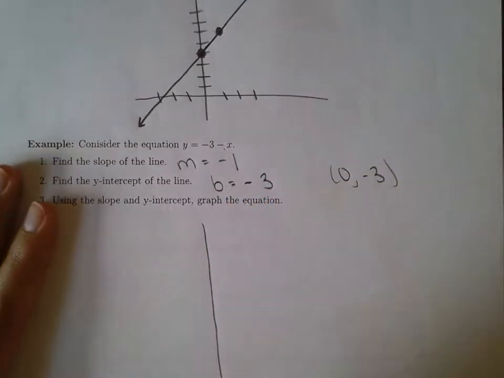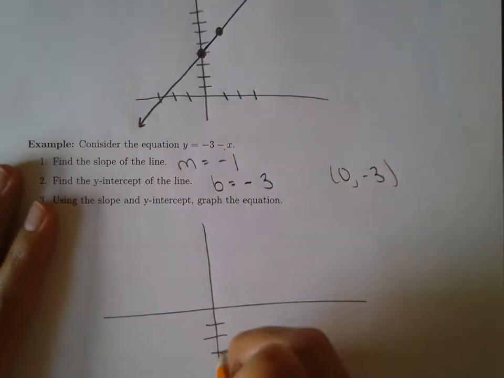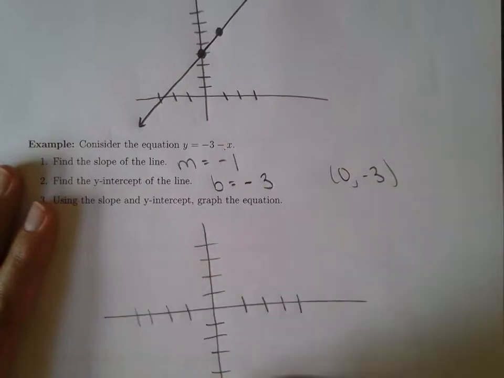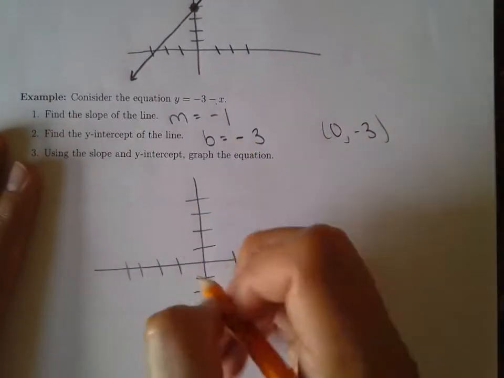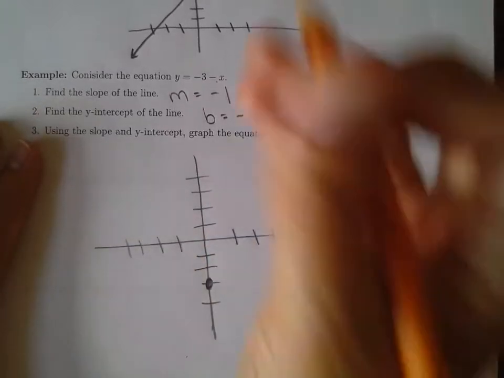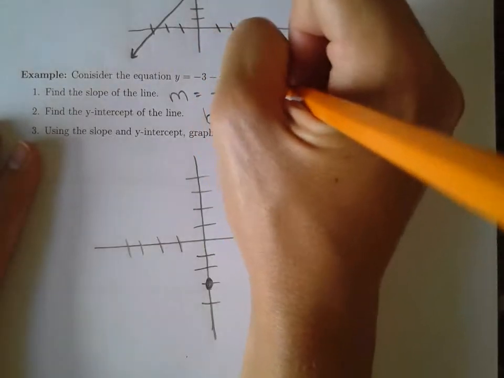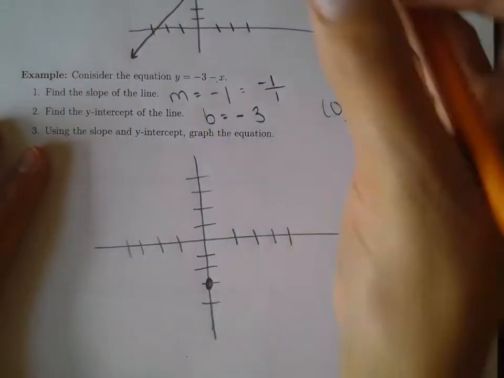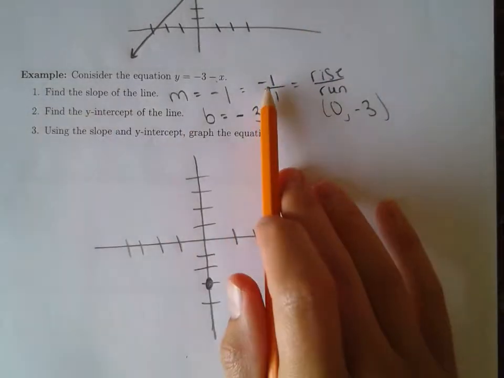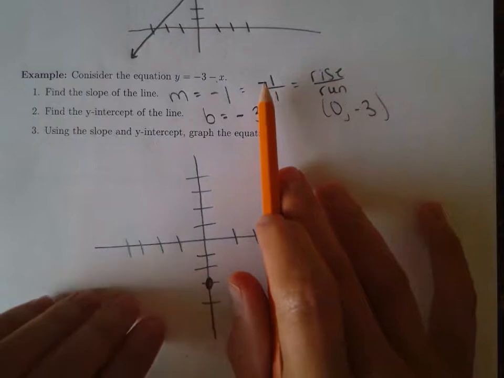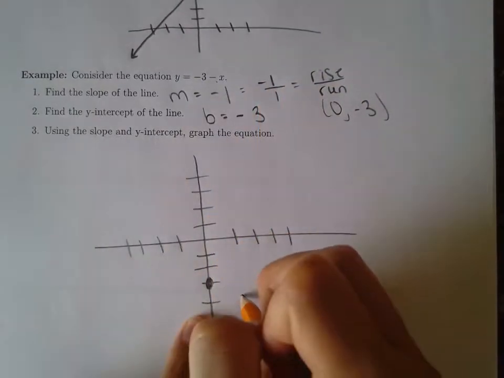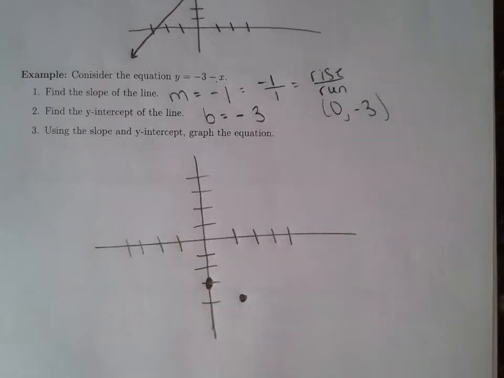Okay, so let's go ahead. I've got more room here, so I'm going to do more points. So 0, negative 3, there's our y-intercept. Our slope is -1. Again, I'm going to make this into a fraction, so -1 divided by 1, which is the same as rise over run since this is our slope. Notice one of these is negative. So our rise is -1, which means we need to go down 1. Our run is positive, so we're still going to go to the right 1.